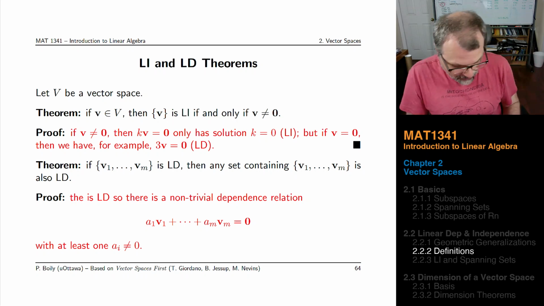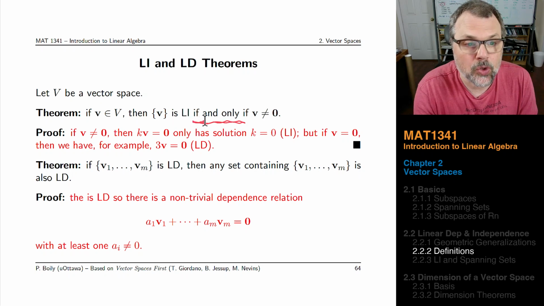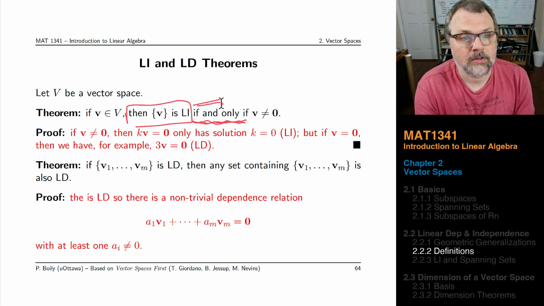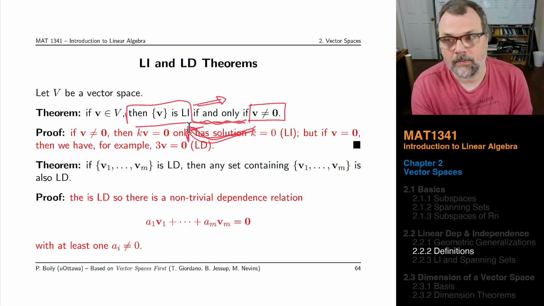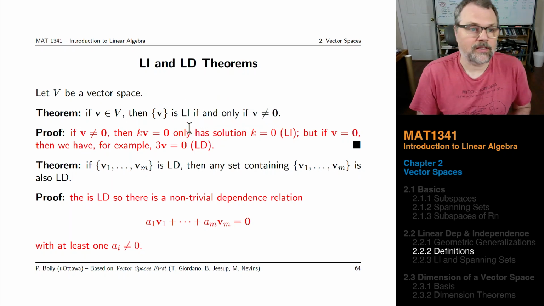So in an if and only if statement, there are two things we need to show. We need to show that the first bit here implies the second bit, and we also need to show that the second bit implies the first bit. So in an if and only if statement, two things to show. Well, let's start with the end.